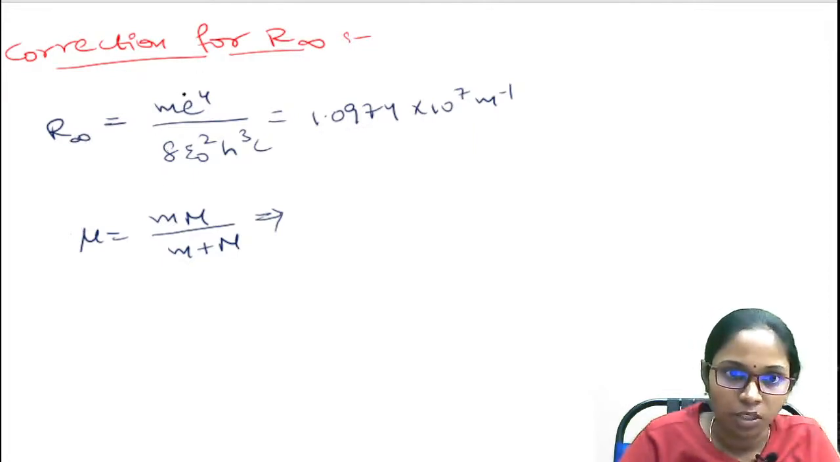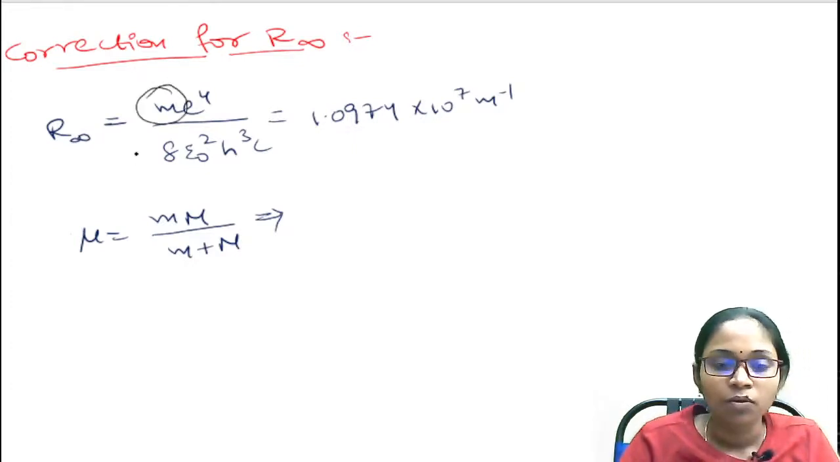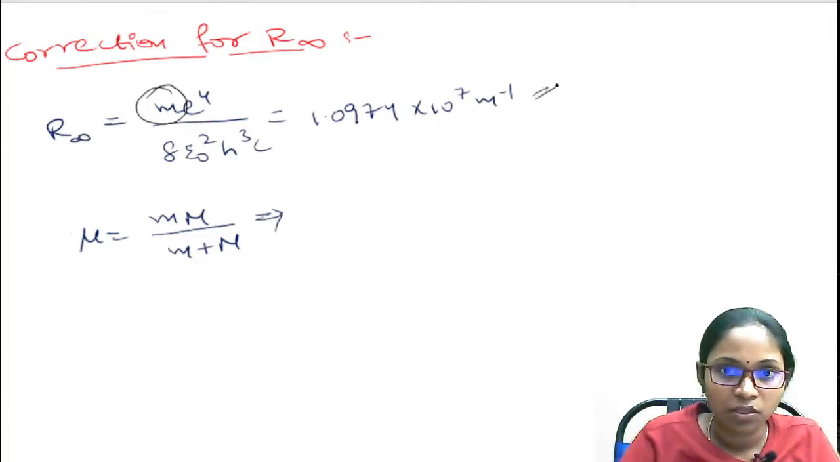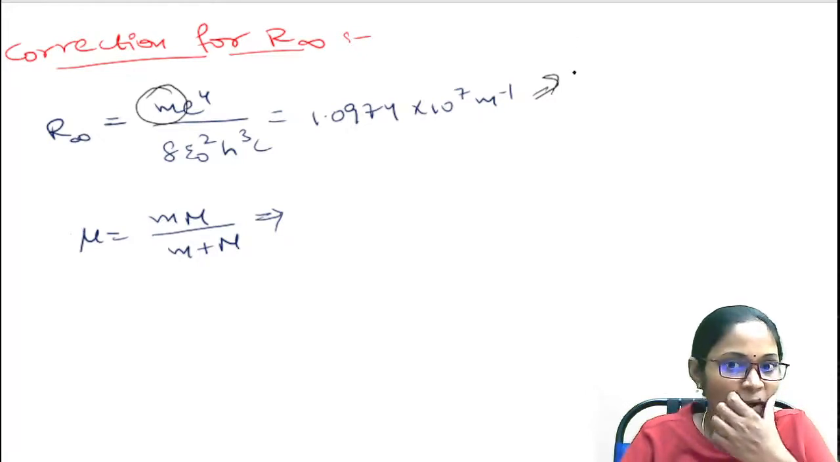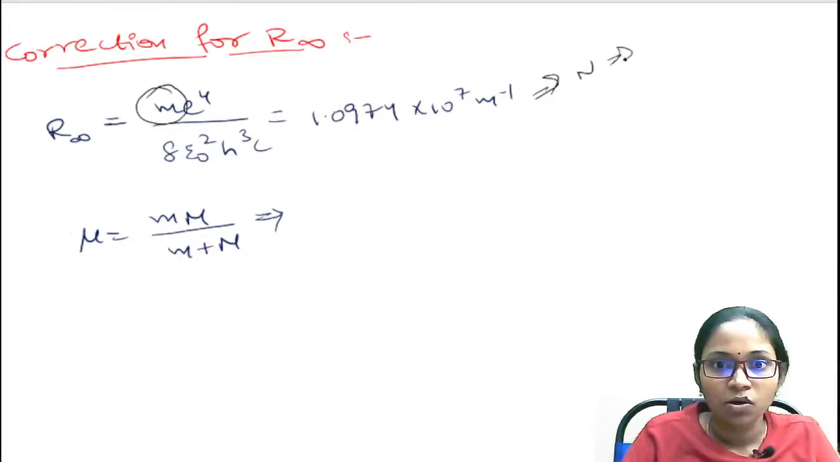Then what about Rydberg constant? In our Rydberg constant also we have mass m, that is mass of the electron, and to find out this equation we had considered that nucleus is of infinite mass.